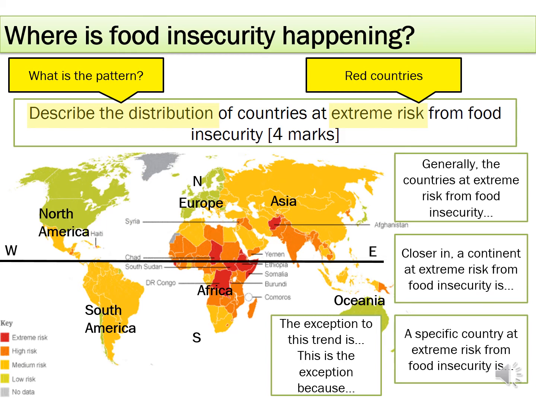risk of food insecurity. If this question is a 4 marker, which most of the time they are, you cannot get that 4th mark without saying this is the exception because. If you just say the exception to the trend is Oceania or the exception to the trend is Afghanistan, you would not get that 4th mark because you have to say this is the exception as it is in the south with low risk, or it's in the north with high risk. You have to make sure you justify why that is the exception.